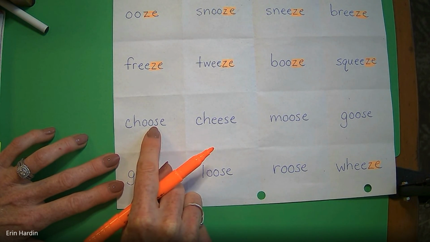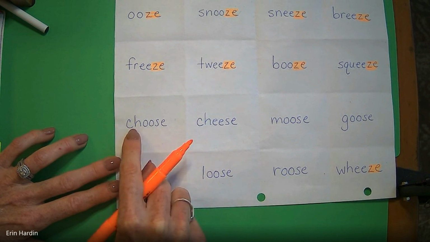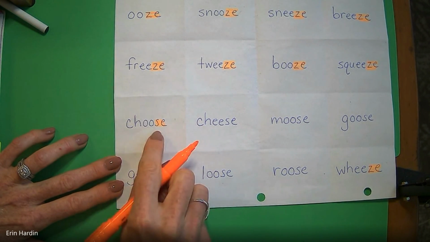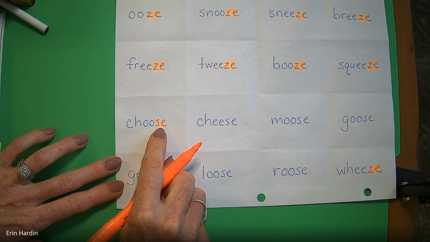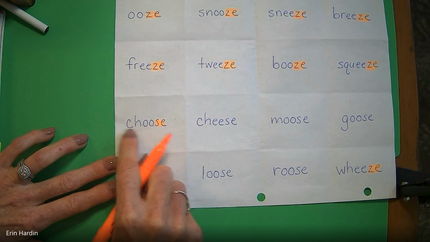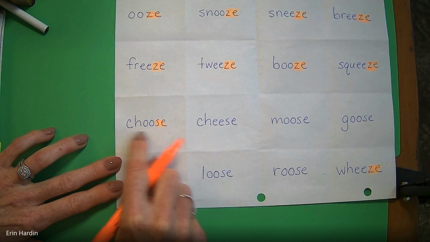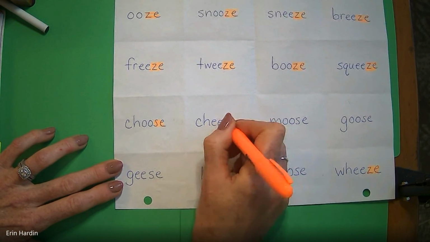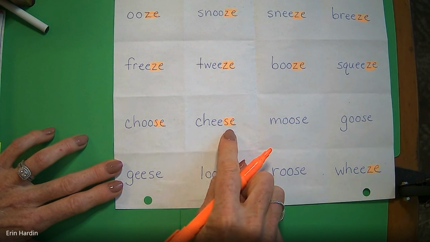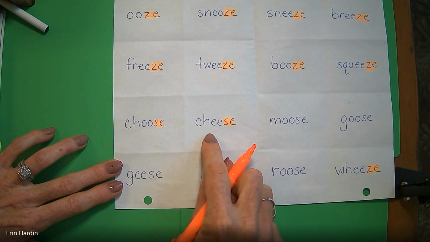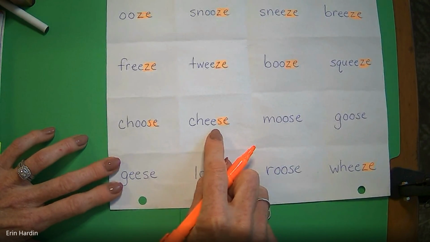We're going to try each sound and see which one makes a word. So let's try the S like sun first. They might highlight that and say S, choose. Does that sound like a word? Let's try the other sound. Z, choose. Yes, that's a word. Choose. And they may do the same here. Is it cheese or cheese? Cheese is a word. Yes, I know it's cheese.